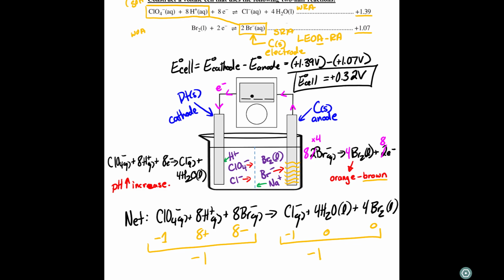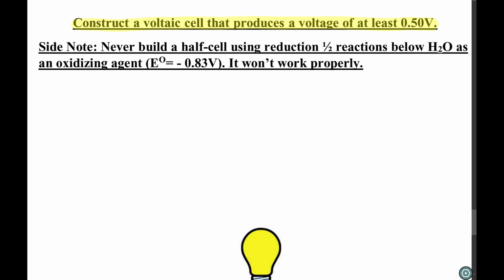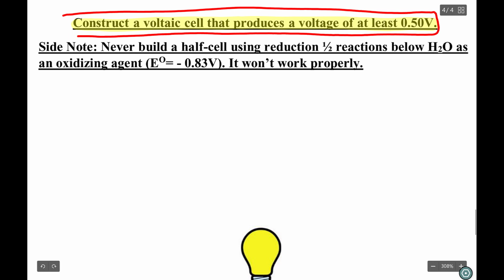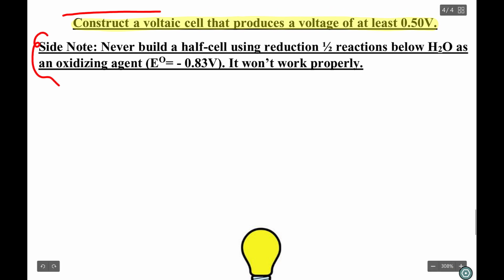Let's try building a different type of cell. What we're going to look at next is constructing a voltaic cell that has some kind of restraint or constriction on it. For instance, we're going to construct a voltaic cell that produces a voltage of at least 0.50 volts. That shouldn't be too hard to do. I'm going to pull up the reduction half reaction table in just a moment so we can pick out something to use. What I do want to point out though is this little side note.